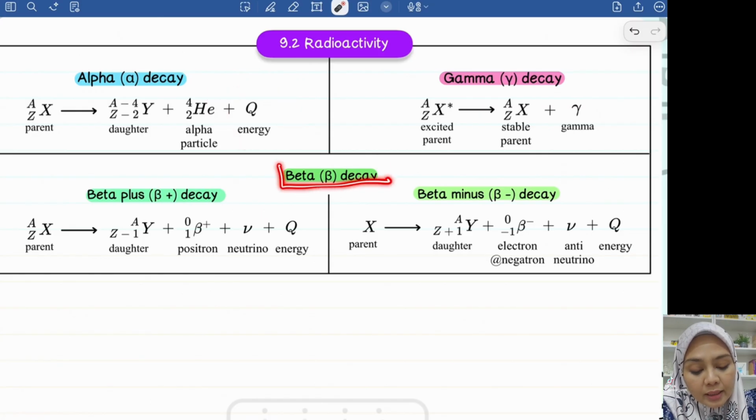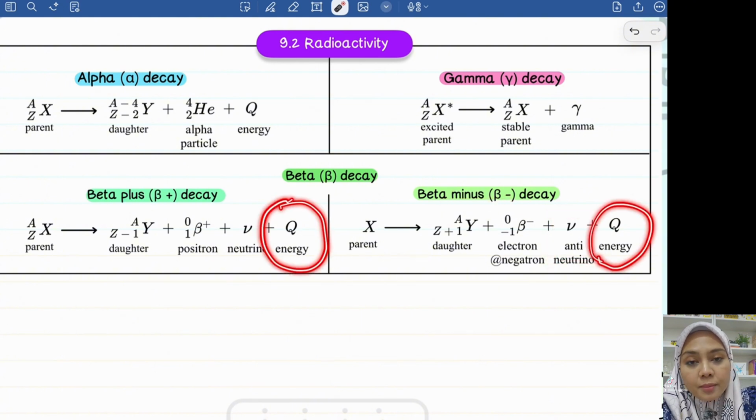Next, we look at beta decay. Now, beta decay consists of two types. The first one is beta plus decay and the other is beta minus decay. You will see the difference in terms of the neutrino. Here, for the beta plus decay, you will see neutrino. For the beta minus decay, you will see anti-neutrino. And again, we want to get the energy.